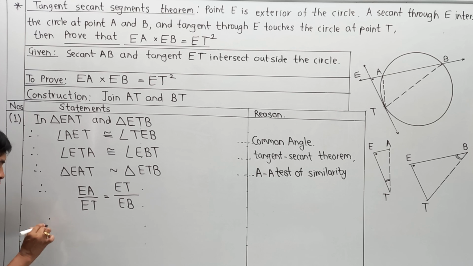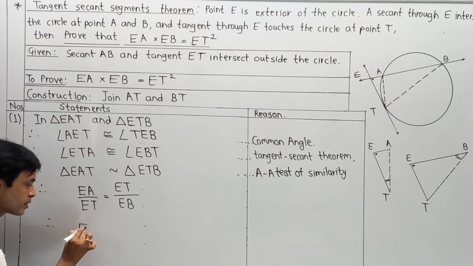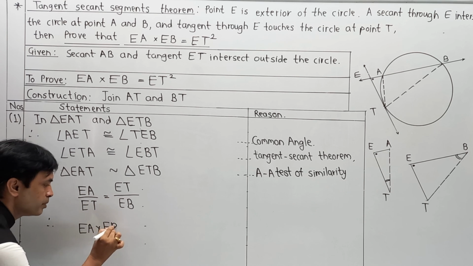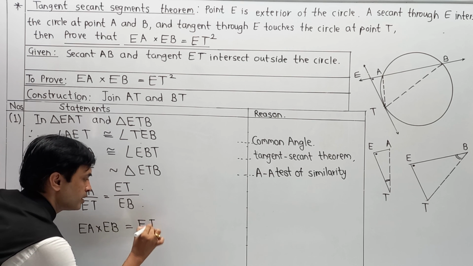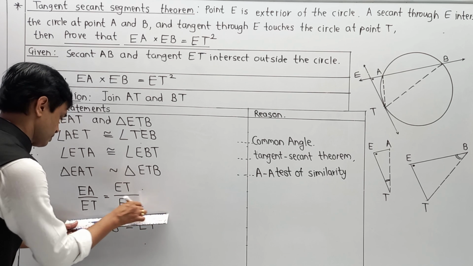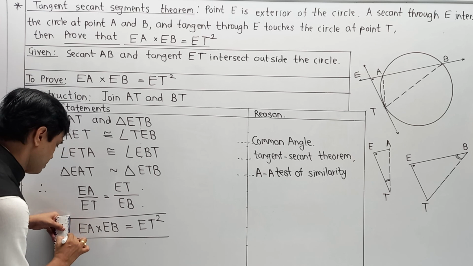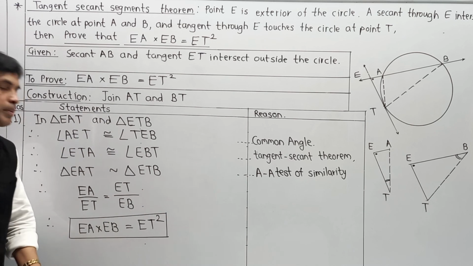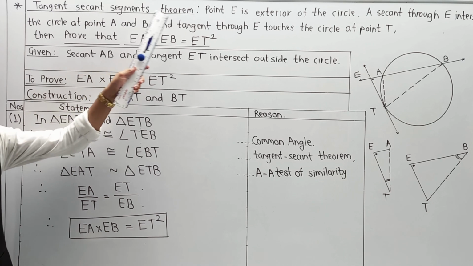Now we have to simply make the cross product, and the cross product is EA into EB is equal to ET into ET, and that simply becomes ET square. And in this way you can complete your proof. No doubt this is the final and important step, so I'm going to make a box around it. Remember, this theorem we directly use in numericals and it is called the tangent secant segment theorem.